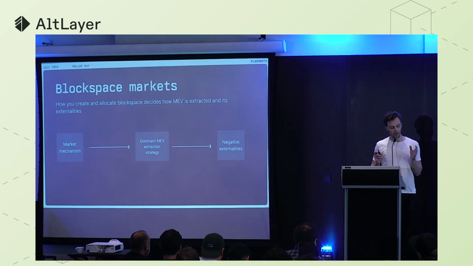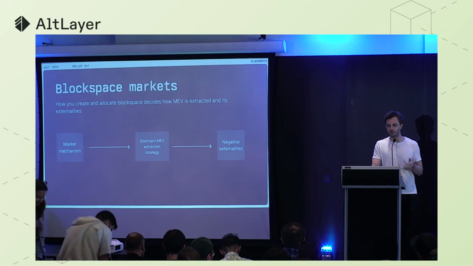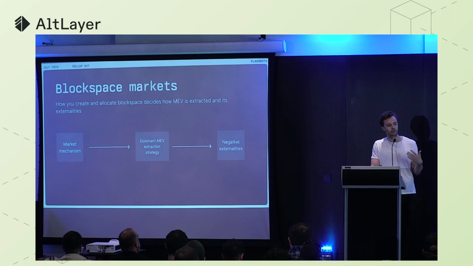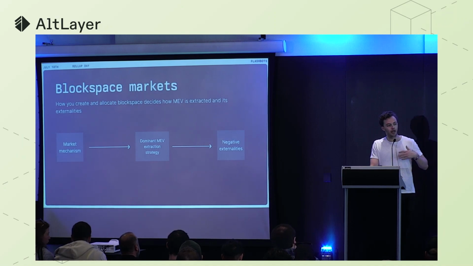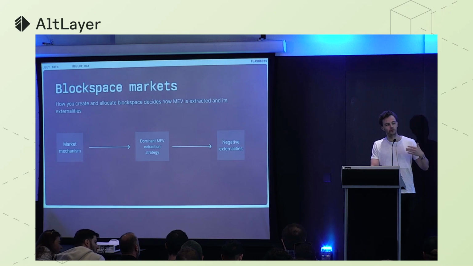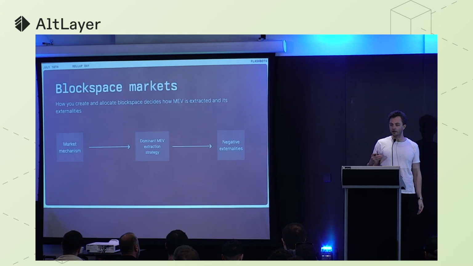And that really matters because that incentive means that searchers and people who are trying to extract MEV will find every single edge possible to do so. And how you create and allocate block space informs the dominant MEV extraction strategy that searchers will use. And then that strategy, depending on what it is, will carry with it different negative externalities.